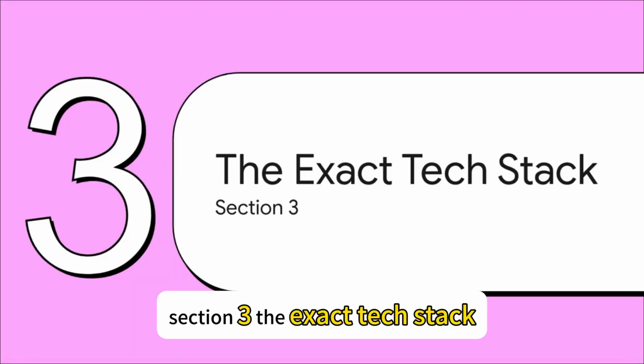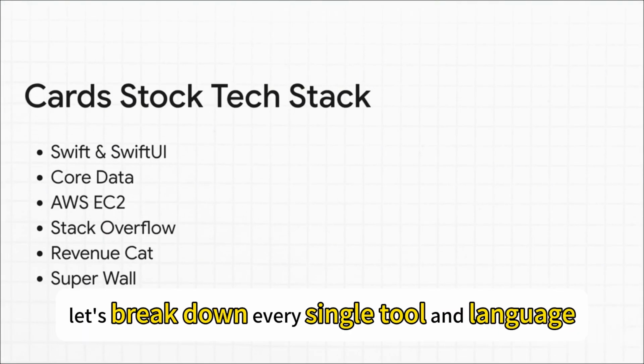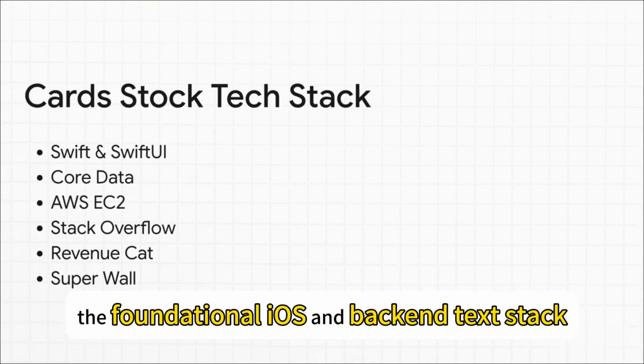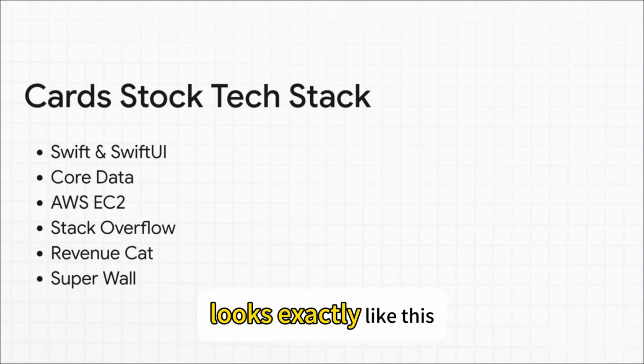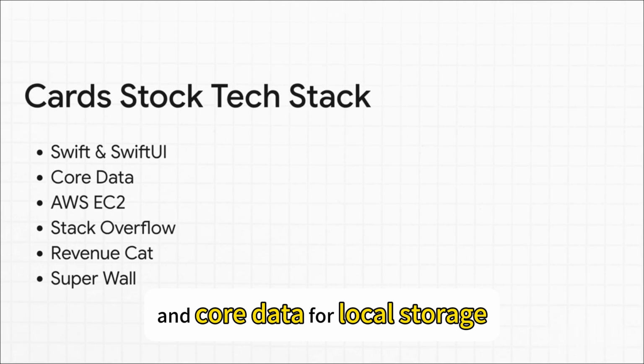Section 3. The exact tech stack. How exactly did he pull this off? Let's break down every single tool and language. For the original Cardstock app, the foundational iOS and backend tech stack looks exactly like this. He used Swift and SwiftUI for the build, and Core Data for local storage.